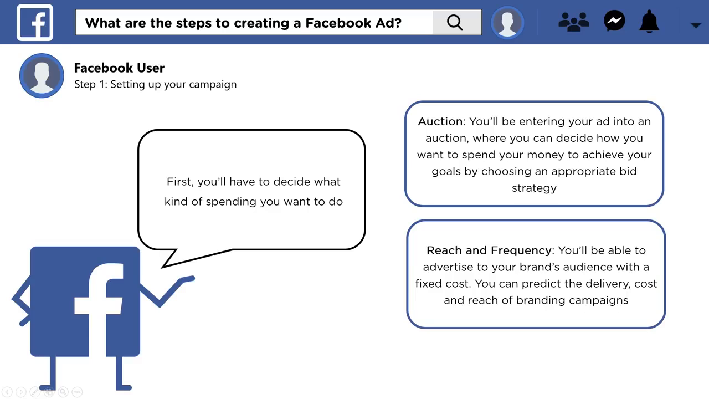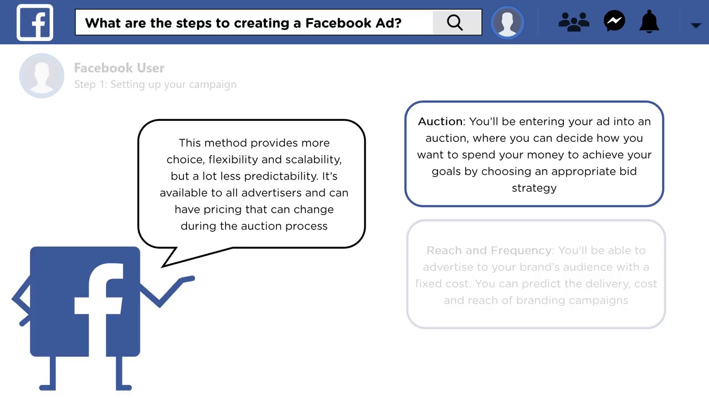Reach and frequency allows you as the advertiser to better predict the delivery, cost, and reach of your branding campaigns. With auction, you have more choice, flexibility, and scalability, but not a lot of predictability, because you're going into an auction, competing against other advertisers. This option is available to all advertisers, and you can have pricing that changes during the auction process. That's the unpredictability part: the pricing.